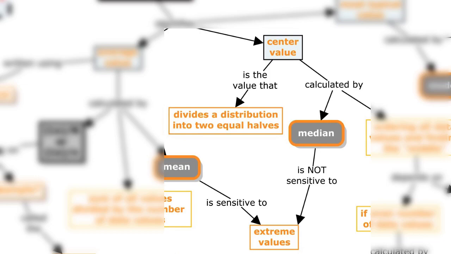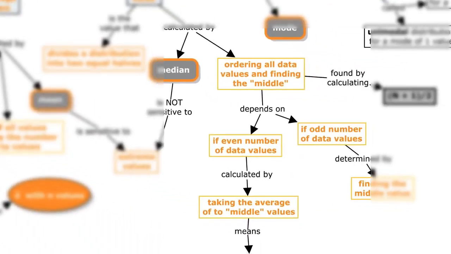Unlike the mean, we should take note that the median is not sensitive to extreme values. So if you have a distribution that has a particular mean, simply adding one very large number onto your distribution is not going to affect the median tremendously.